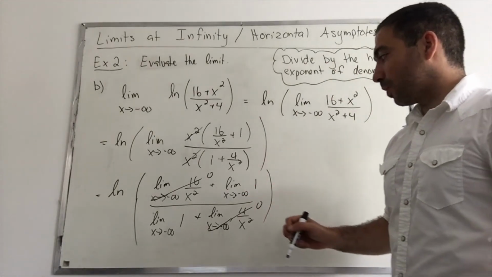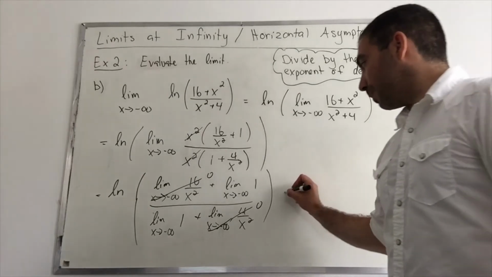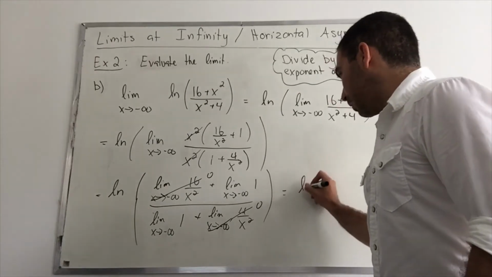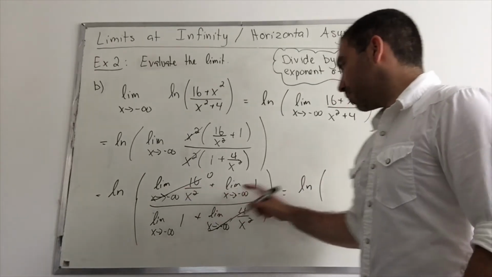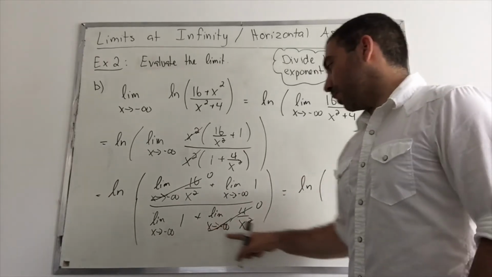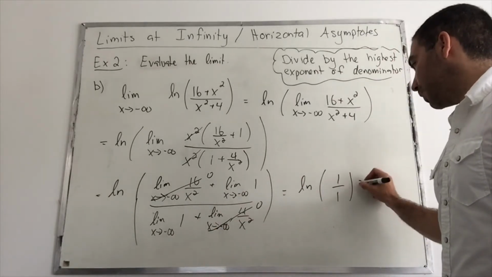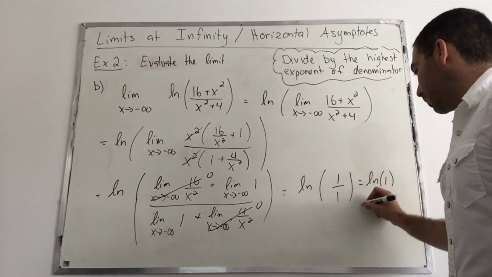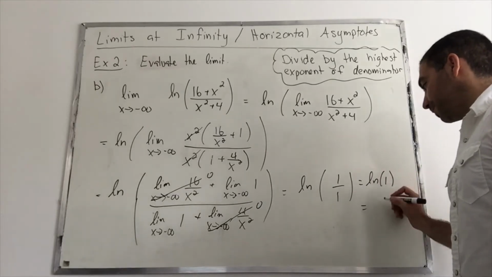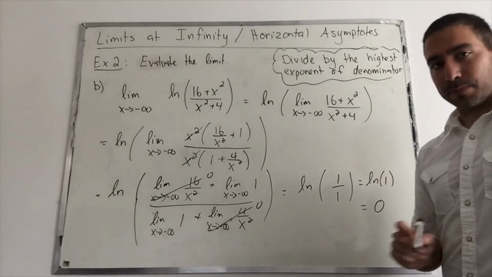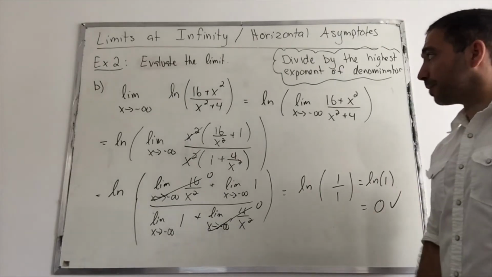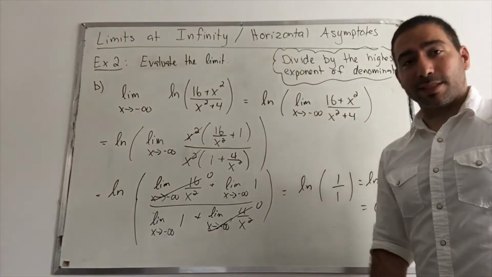Okay, so we still end up getting ln of this is 0, this is 1, and on the bottom we have 1 plus 0, which is just 1. So we get ln of 1, which we saw in a previous video. Ln of 1 is 0. And this is the answer. Okay. So let's keep practicing.